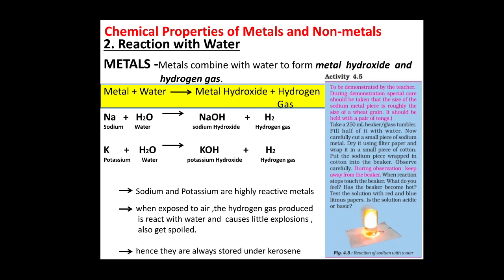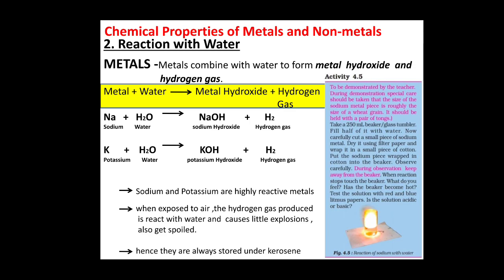Now, the second one we will see is chemical reactions with water. First of all, a metal combines with water to form metal hydroxide and hydrogen gas. Here you have to remember that it produces hydrogen gas. This is important. So, a few examples we will see. Sodium reacts with water to give rise to sodium hydroxide, that is NaOH, plus H2. Similarly, potassium reacts with water to give rise to potassium hydroxide and hydrogen gas.